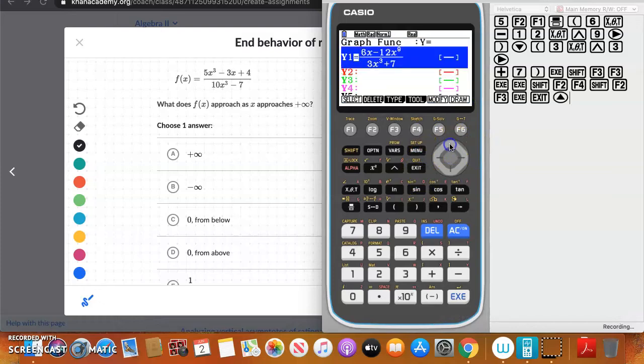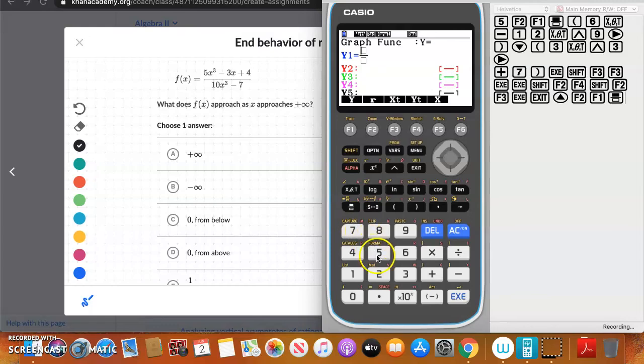Let's get rid of it. Delete it. And then I'm just going to type it in. Let's do it again. 5x cubed minus 3x plus 4. Again, if you don't have this type of fraction bar in your calculators, make sure everything is in parentheses, right? The top is in parentheses and the bottom is in parentheses.